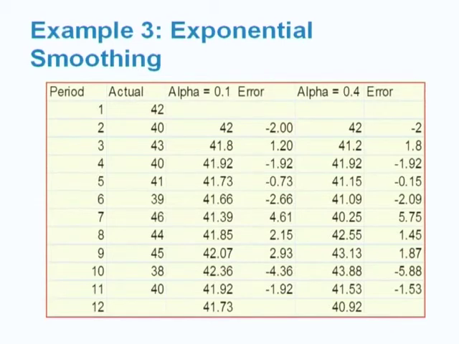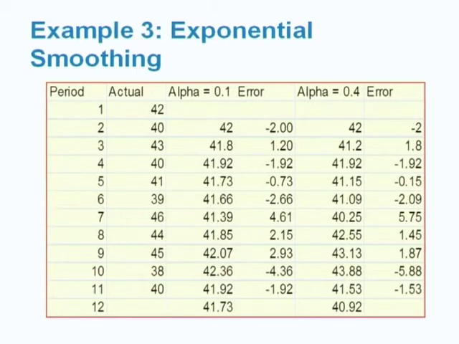Example 3 shows how to calculate the forecast using exponential smoothing. For F of 2, that means period 2, the forecast equals 42, but for period 3, use the formula that I showed you. The outcome is 41.8, and so on, with the same procedure up to period 12. The outcome is 41.73.